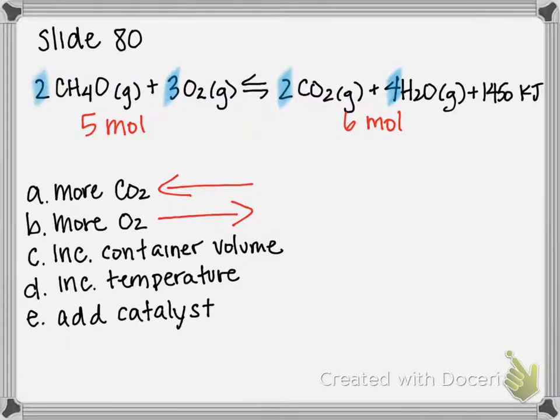So if we compare, on the reactant side we have 5 moles, and on the product side we have 6 moles. Therefore, as we want to shift to the side that has more moles, our reaction is going to shift towards the products. Now if that had been the opposite case, if reactants had had more moles than products, we would have shifted in the opposite direction.